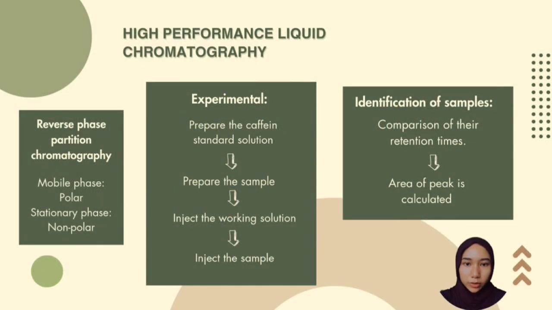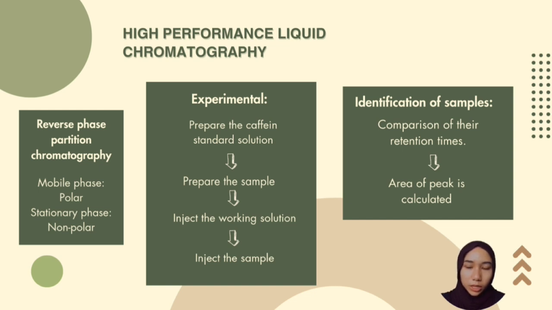High-performance liquid chromatography is an instrument that we use to separate a wide variety of chemical mixtures. There are several types of HPLC, and one of them is partition chromatography. Partition chromatography consists of two modes, which are the reverse phase and the normal phase. Reverse phase partition chromatography involves a polar mobile phase and a non-polar stationary phase.